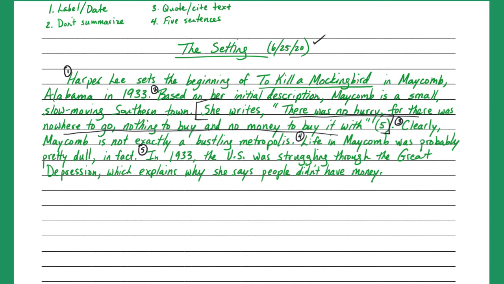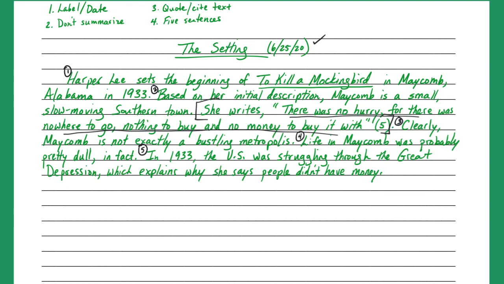Okay, so I said, Harper Lee sets the beginning of To Kill a Mockingbird in Macomb, Alabama in 1933. Based on her initial description, Macomb is a small, slow-moving southern town. She writes, there was no hurry, for there was nowhere to go, nothing to buy, and no money to buy it with. Page 5. Clearly, Macomb is not exactly a bustling metropolis. Life in Macomb was probably pretty dull, in fact. In 1933, the U.S. was struggling through the Great Depression, which explains why she says people didn't have any money.